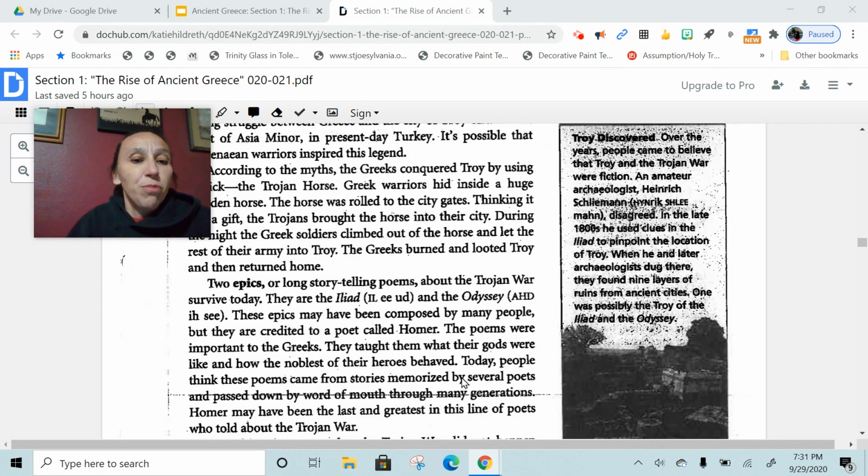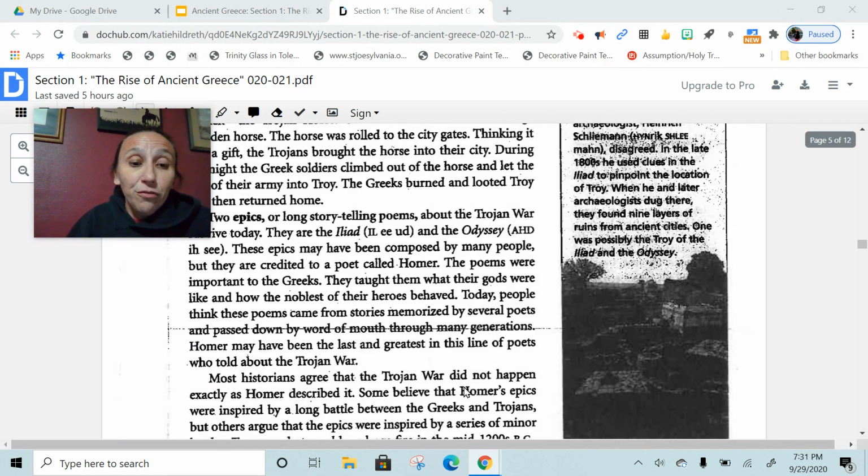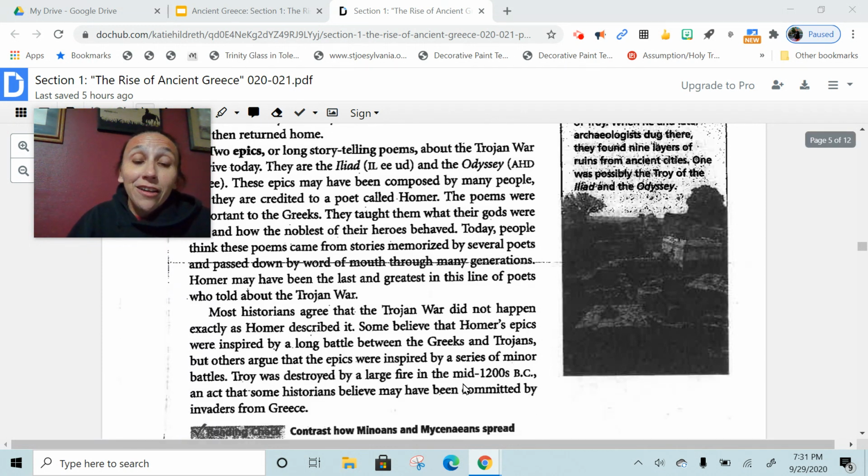Today, people think these poems came from stories memorized by several poets and passed down by word of mouth through many generations. Homer may have been the last and the greatest in this line of poets who told about the Trojan War. Most historians agree that the Trojan War didn't happen exactly as Homer described it.